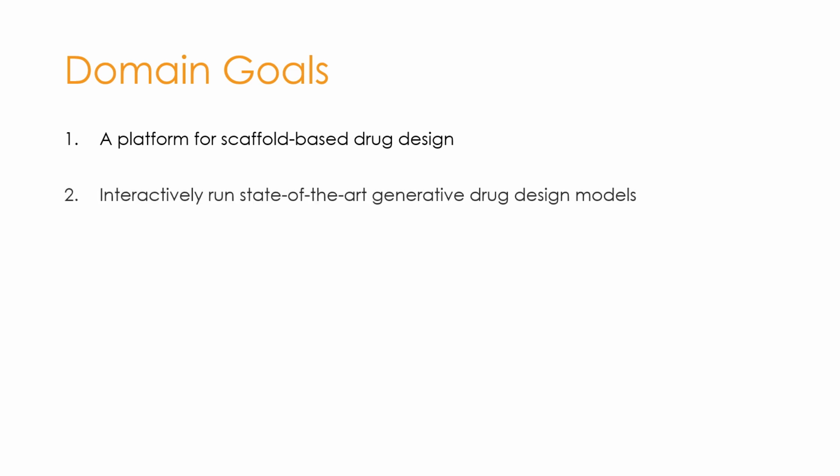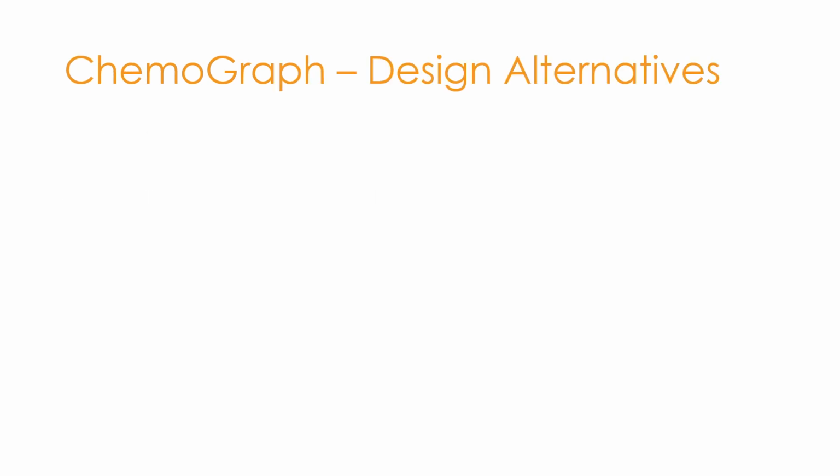Coming to the domain goals for this design study, our collaborators mainly have two high-level goals. The first one is to design a platform that supports scaffold-based drug design. That means scaffolds should be treated as building blocks instead of chemical compounds and use the operations that we defined previously to navigate space. The second goal is that such a platform should be interactive and runs the state-of-the-art generative drug design models in the background to aid users in their exploration for finding novel compounds. To achieve these goals, we designed ChemoGraph.